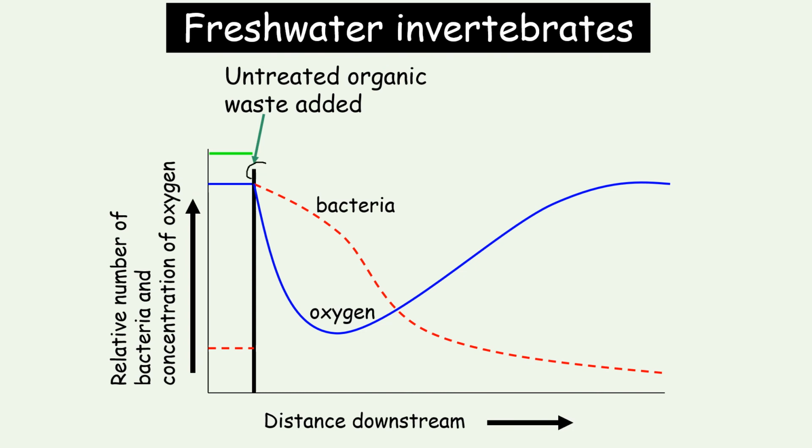So in this graph you have untreated waste being released, so obviously that's going to increase bacteria, which is going to decrease oxygen, and the water is obviously going to be highly polluted at this part here, and then it's going to start getting less polluted and get more oxygen the further that you go downstream.